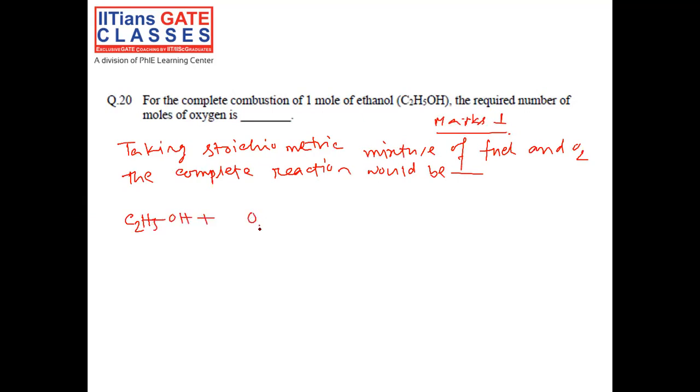C2H5OH plus O2 will give CO2 plus H2O. If we solve this balance equation, it will come out like this: C2H5OH plus 3O2 equal to 2CO2 plus 3H2O. Hence, we can see that for complete combustion of 1 mole of ethanol, we require 3 moles of oxygen. Hence, the answer is 3.